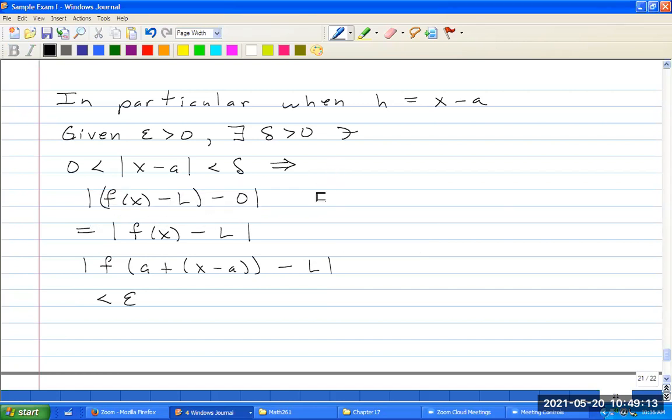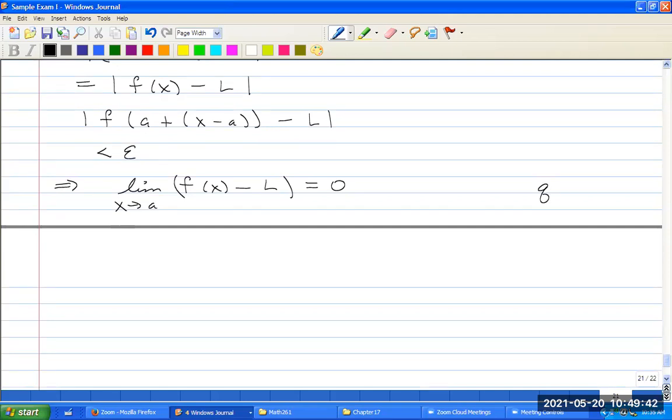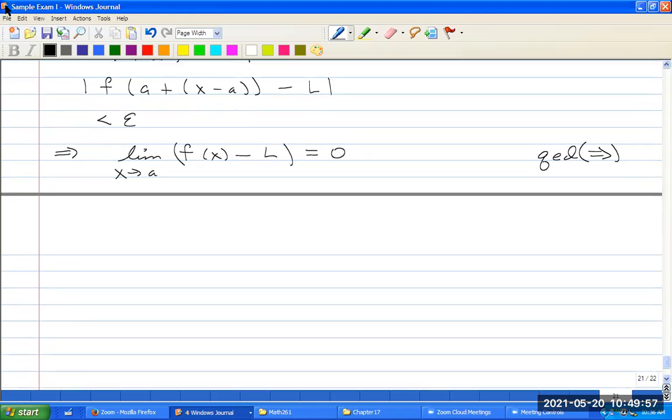So now I can read what this says. This says that the limit as x approaches a of f of x minus L is 0. And that's what I wanted to show. And so I'm done with that. So I've shown this direction. So now I want to show the other direction. It's just as easy.